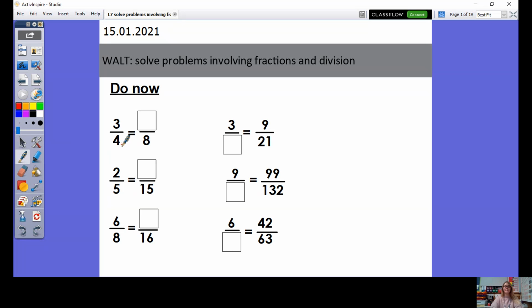So I need to look at my denominators because my numerator is the missing number. And I know 4 times something is 8. 4 times 2 is 8. Fantastic. So I need to do the exact same to my numerator. So I need to do 3 times 2. And hopefully you know that 3 times 2 is 6. Well done.